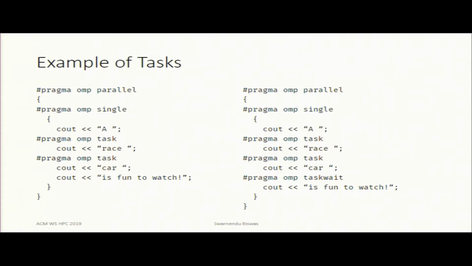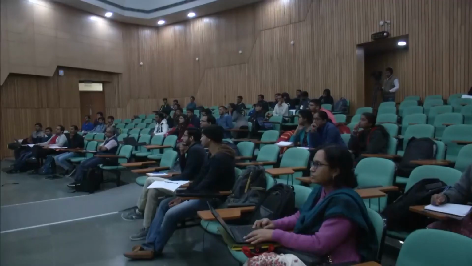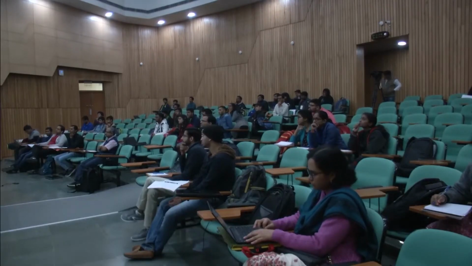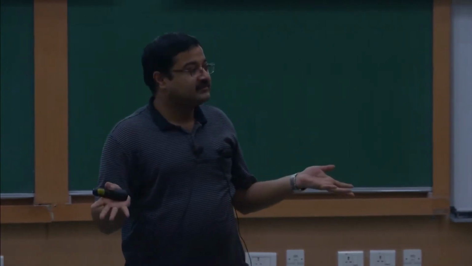What would happen in the next case? It's almost similar, I just added a taskwait. So what would be the output? Anyone else? A race car is fun to watch, or a car race is fun to watch. So that is a taskwait, right? It will wait for all the tasks to complete. So "is fun to watch" now will not get printed before. Simple, easy.